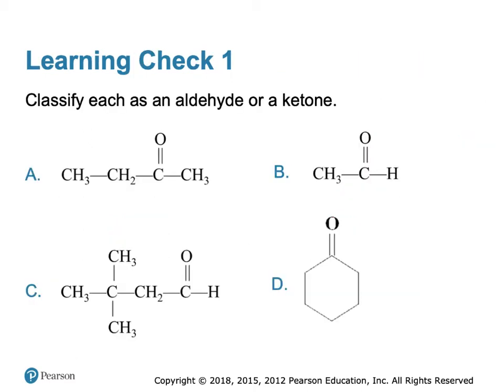So let's classify each molecule as an aldehyde or a ketone. A is a ketone, B is an aldehyde, C is an aldehyde, and D is a ketone.